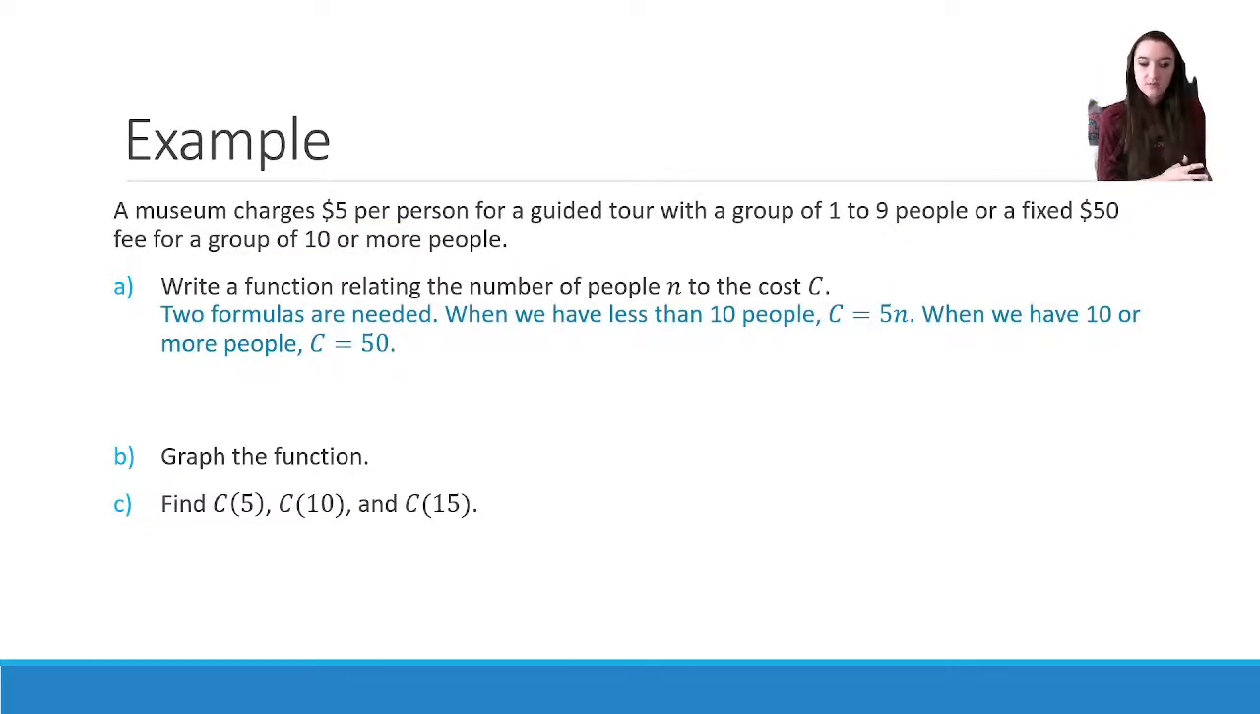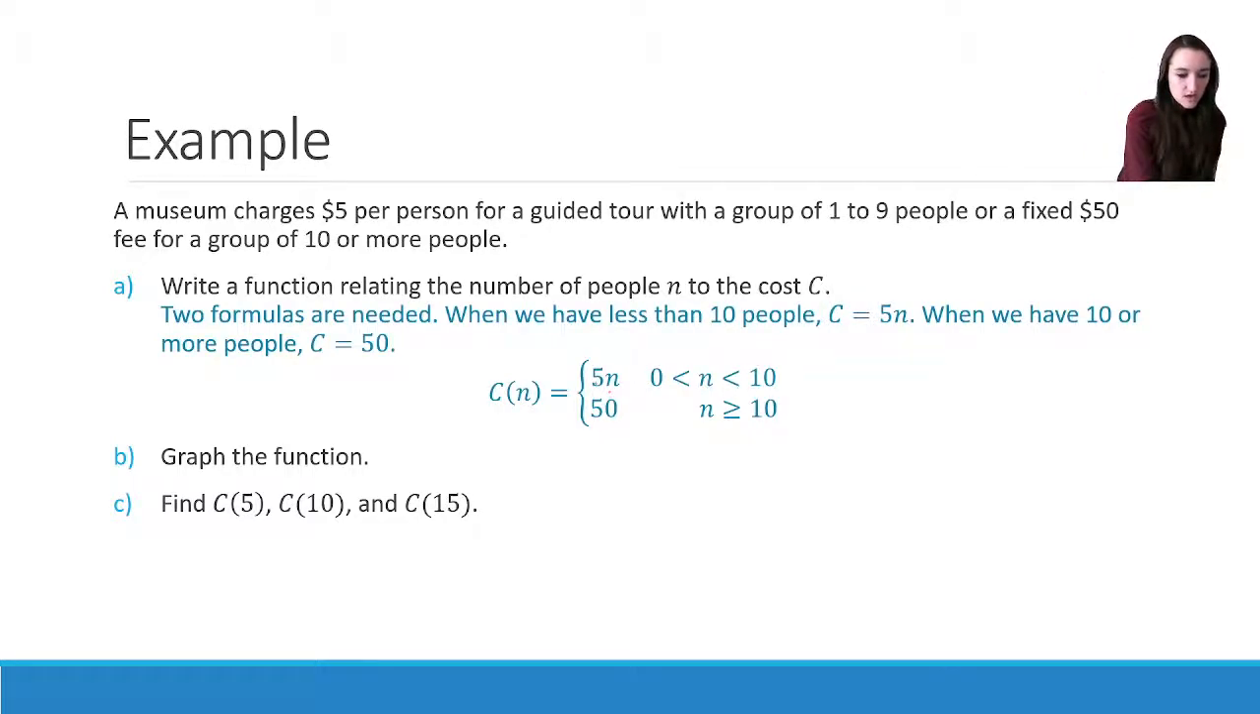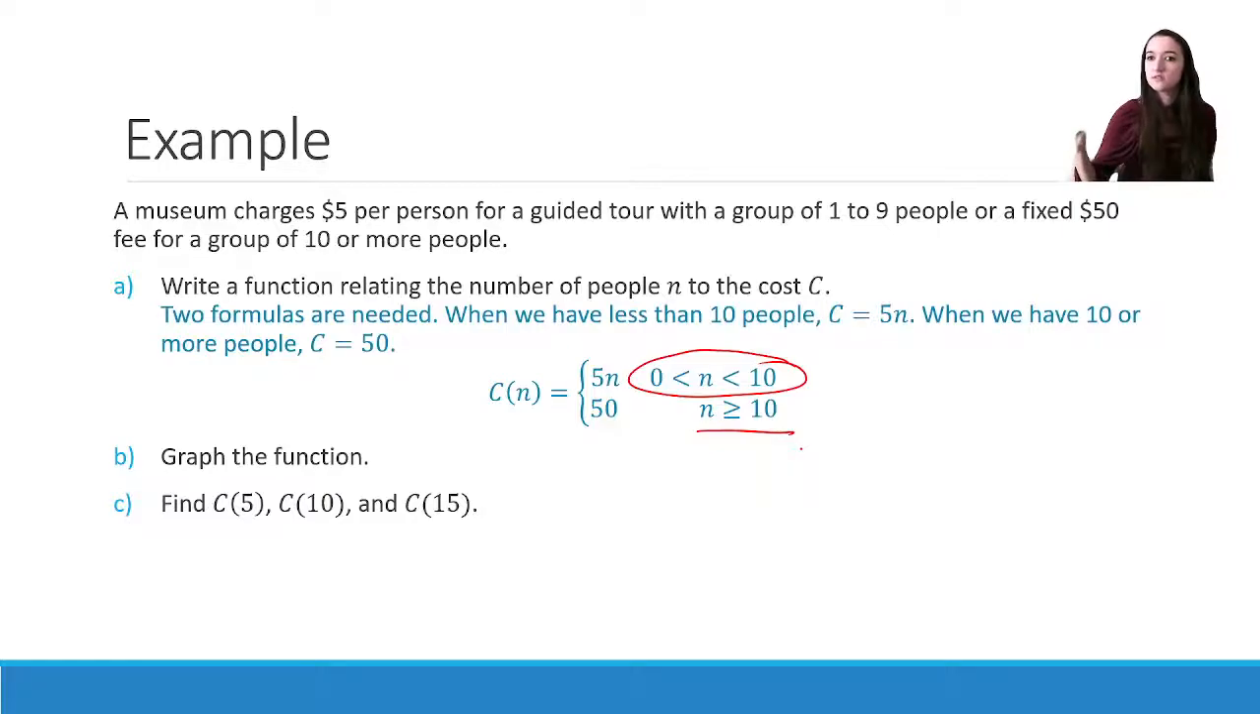When we have less than 10 people, our first formula would just be 5 times the number of people. So if it's 1 person, it's $5, 2 people, $10, 3, $15, and so on. But when we have 10 or more people, our cost is just 50 flat, and that's it. So instead of having to write this out verbally, we can write it as a piecewise function, where we would have these two intervals. Our function is 5n when n is between 0 and 10, and it is 50, just flat, constant 50, when n is greater than or equal to 10.